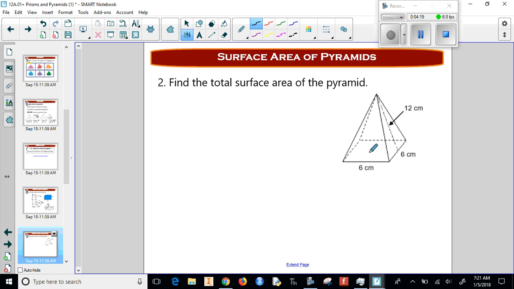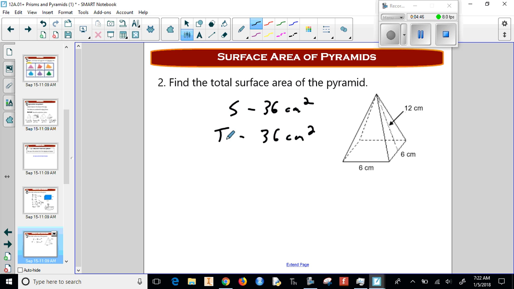We have one more example. This looks like a square pyramid. We have the square on the bottom and then four triangular faces. So the square on the bottom, I'll say that's S, is going to be 6 times 6, which is 36 square centimeters. Now the triangles, if I wanted to find one triangle, it would be 6 times 12 divided by 2. That's going to be, surprisingly, 36.